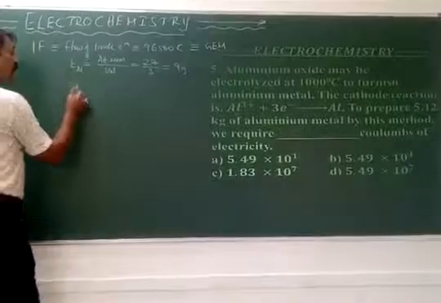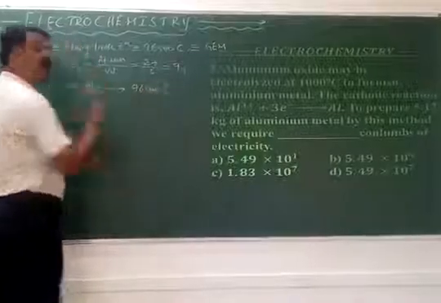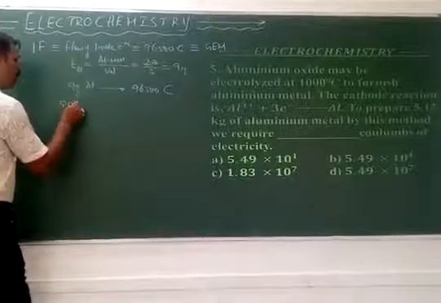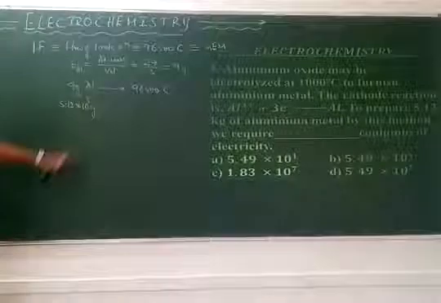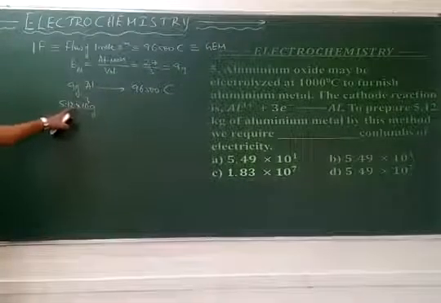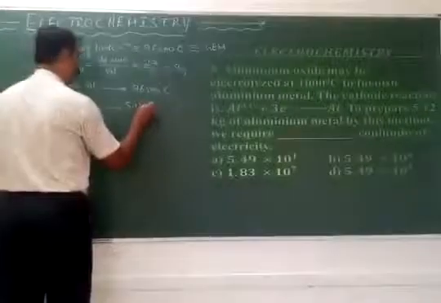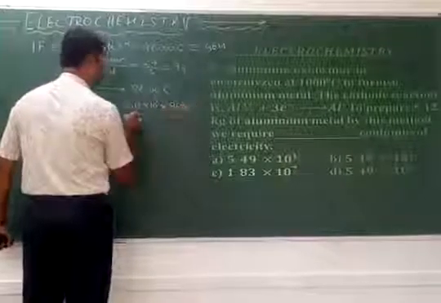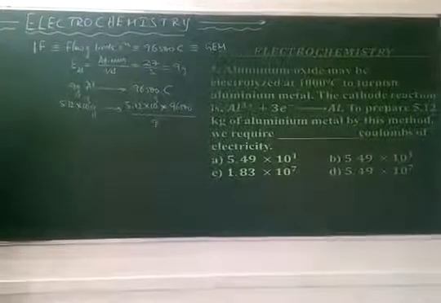Means 9 grams of aluminium refers to 1 Faraday. What is 1 Faraday? 96,500 in terms of coulombs. But how much do we have to get? 5.12 into 10 to the power of 3 grams, because this is in terms of grams, so we have to convert 5.12 kg into 5.12 into 10 to the power of 3 grams. Equivalent to 5.12 into 10 to the power of 3 into 96500 divided by 9.